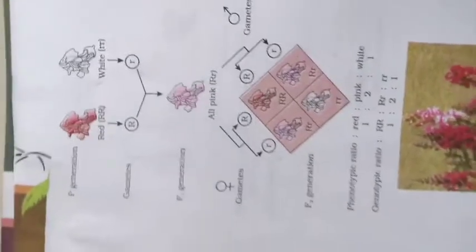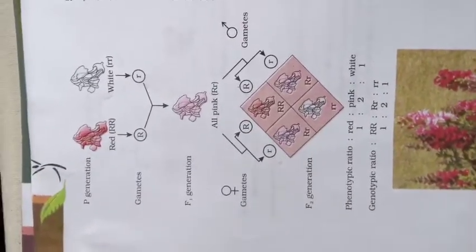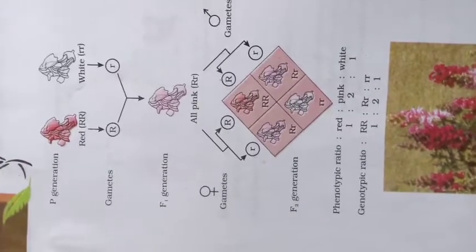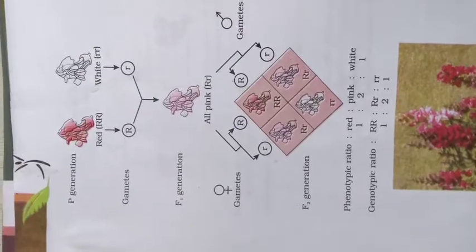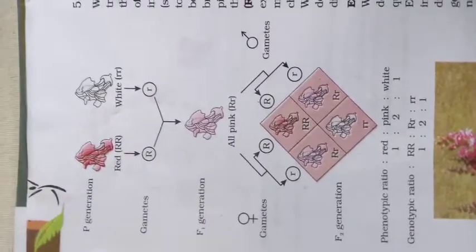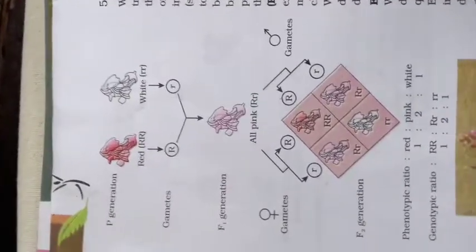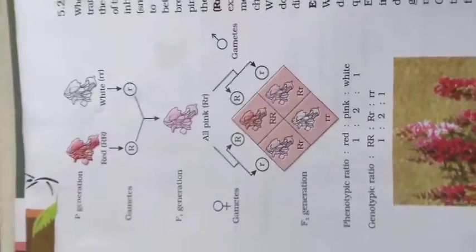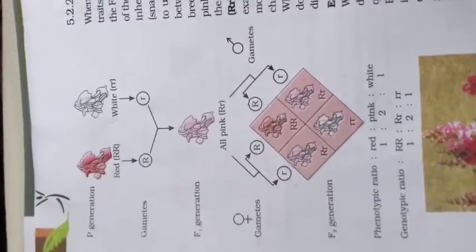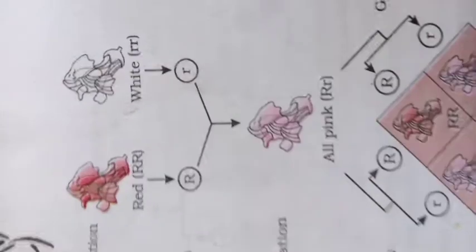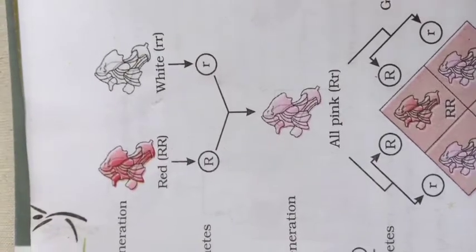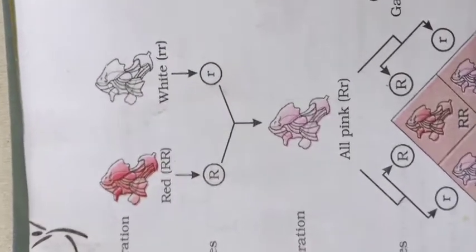When the inheritance in this plant was studied, the plant was found to have two types of flowers, one with red color and the other with white color. The red one obviously is the dominant one, and the white is the recessive one, represented here by the capital letter R for red, and the small r for white.